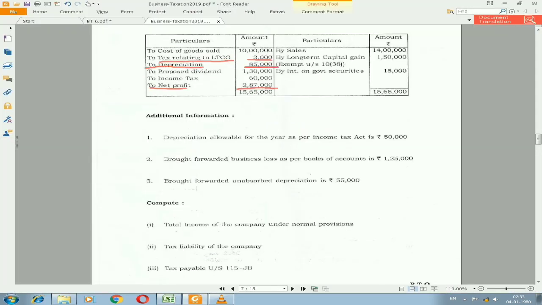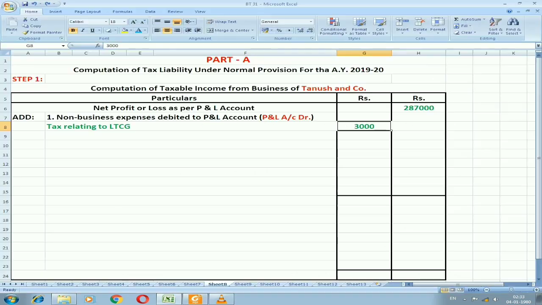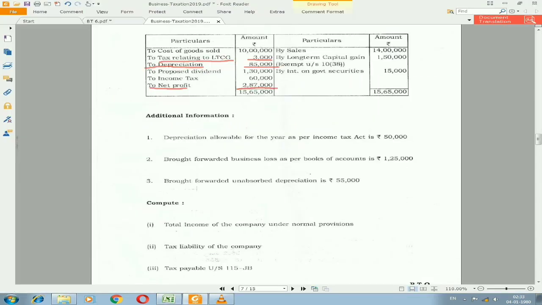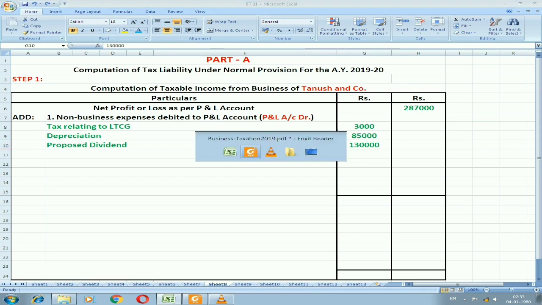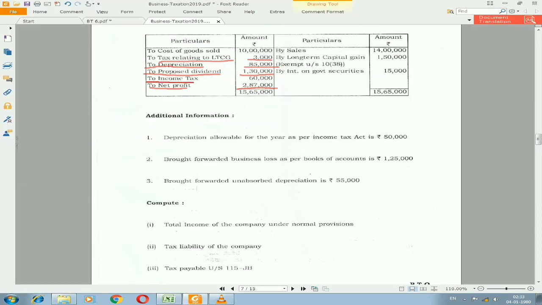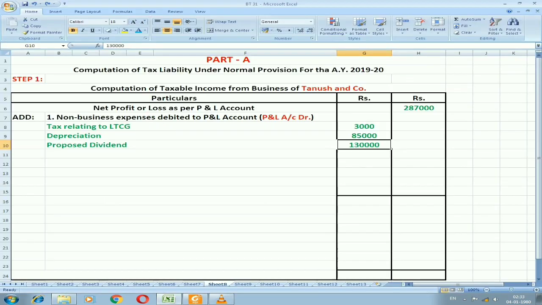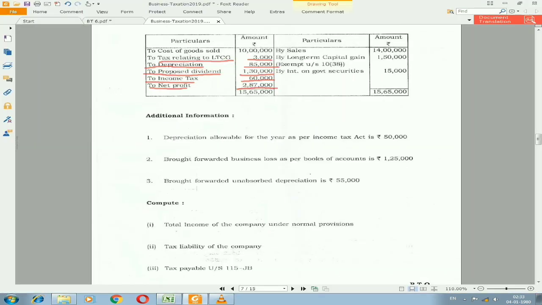Then we are supposed to take depreciation, and also they have allowed it under adjustment. So let us take it, 85,000. Then we need to take a proposed dividend. So dividend is also non-business, 1,30,000. Let us take that also. Then we have income tax, 60,000. As I told you, income tax is a direct tax which will be non-business, 60,000. Apart from that, we don't have any expenditure on the debit side which is related to non-business.